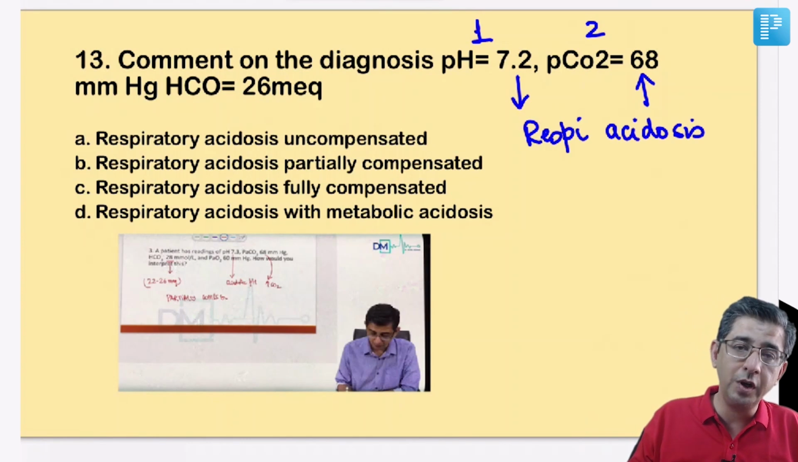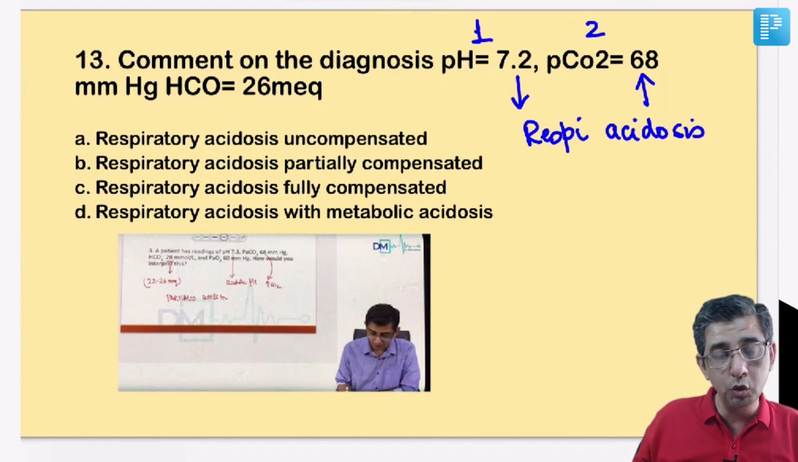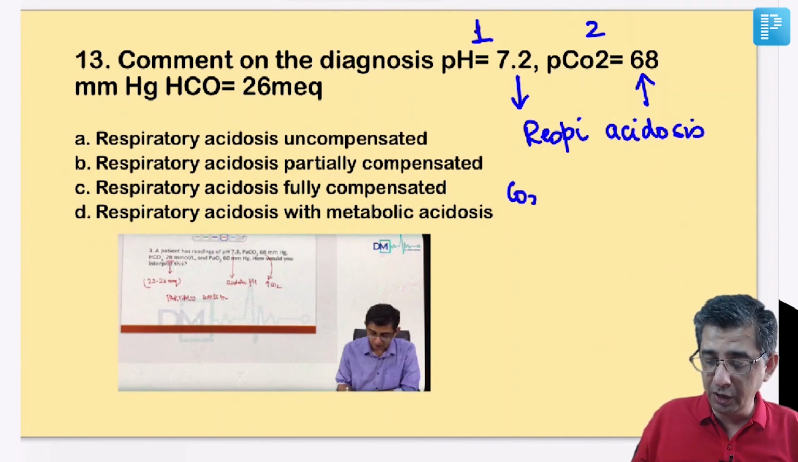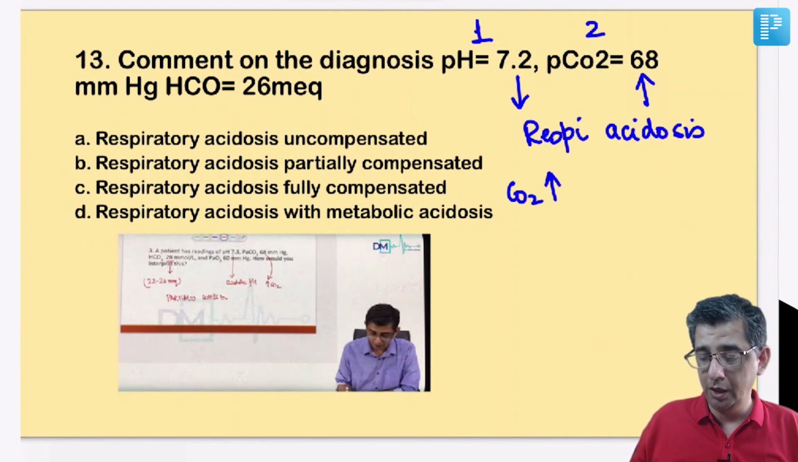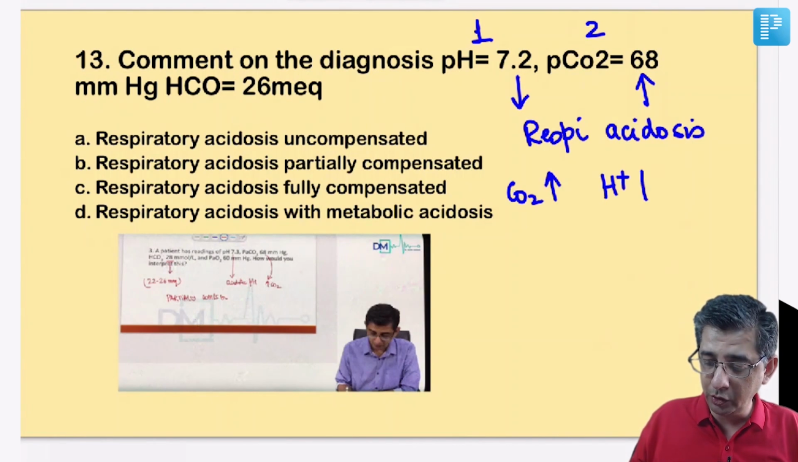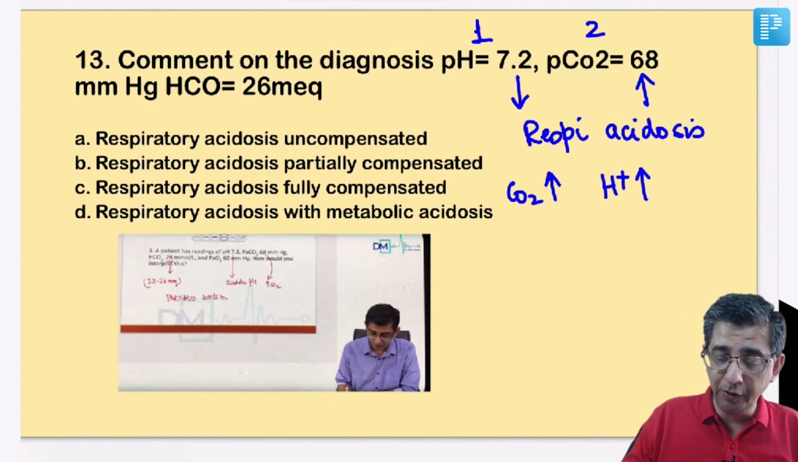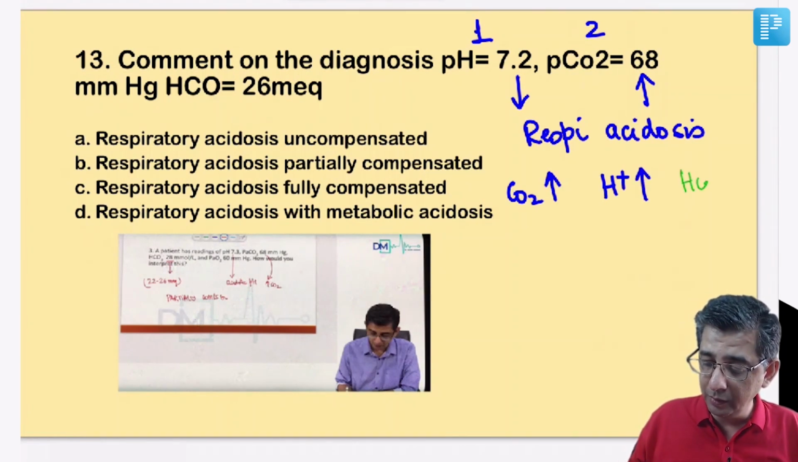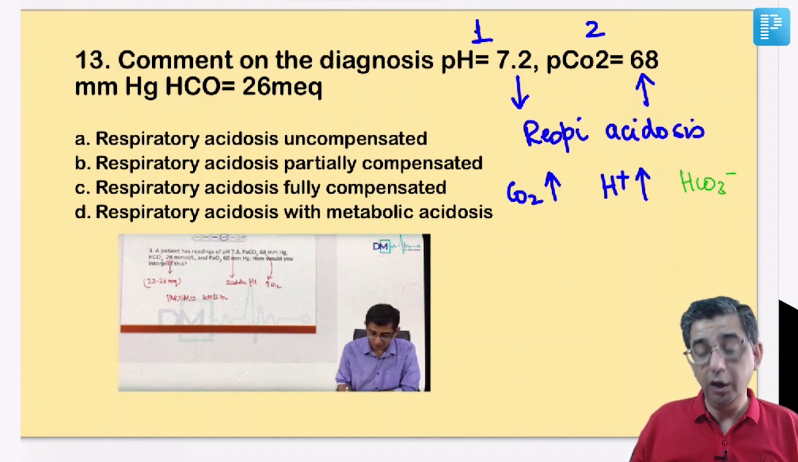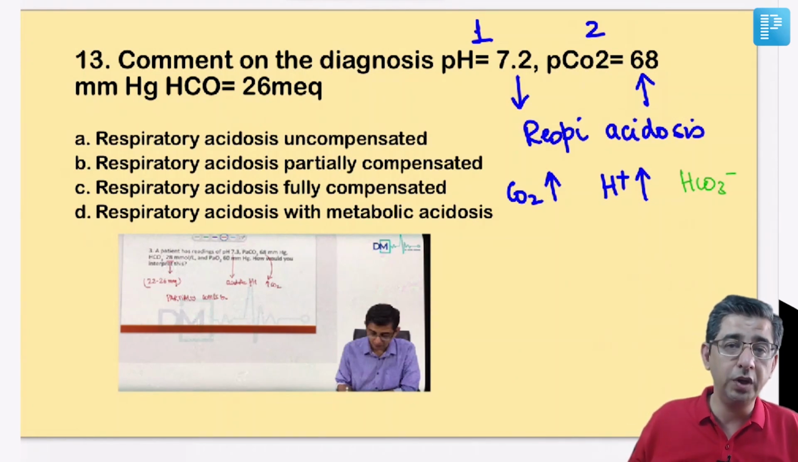Now there are so many respiratory acidosis options given. So you need to look up some logic. The logic is like this. Whenever carbon dioxide increases in the body, it causes generation of protons. And what do you need for neutralization of protons? You need bicarbonate. If bicarbonate will rise thanks to the kidney, we will say this is partially compensated.